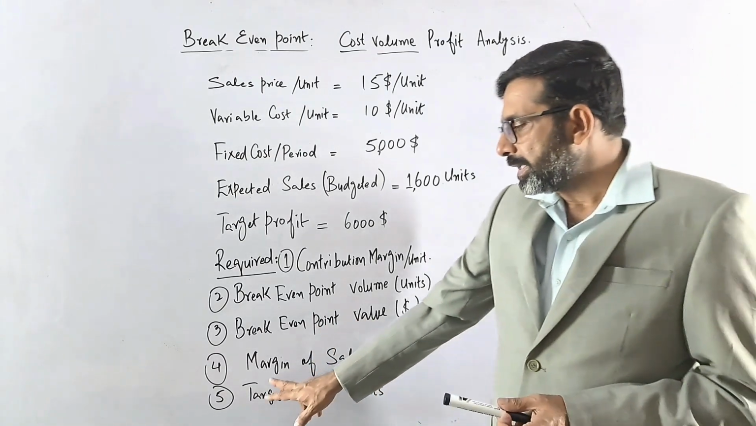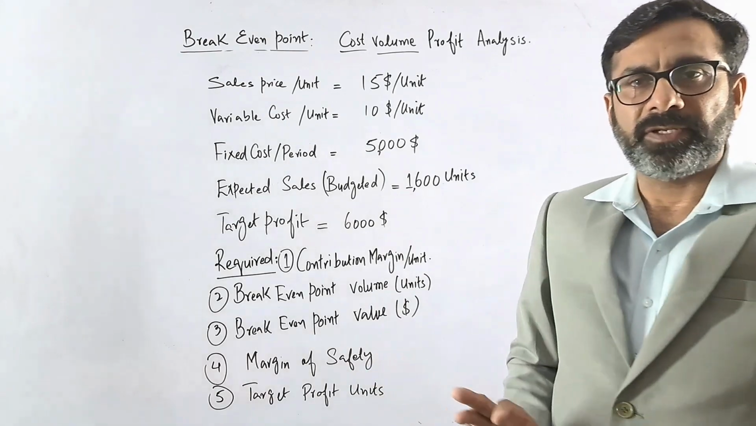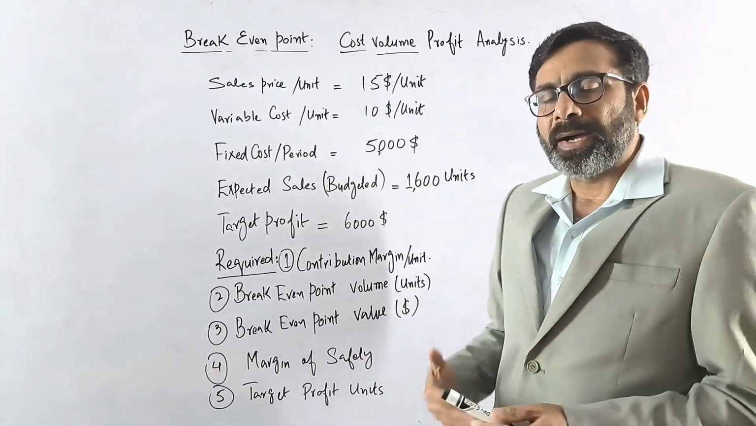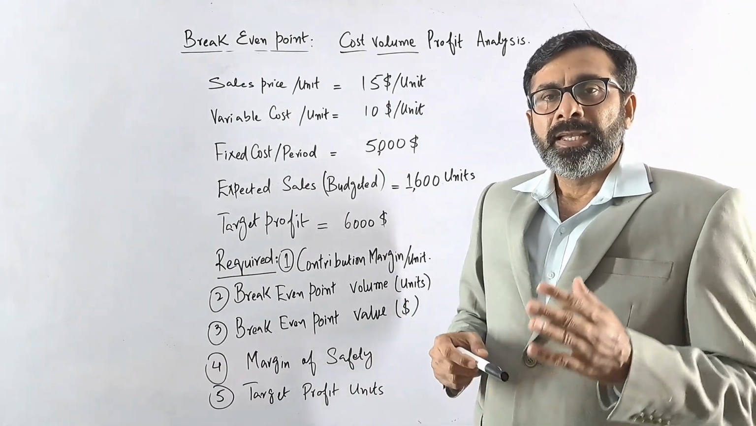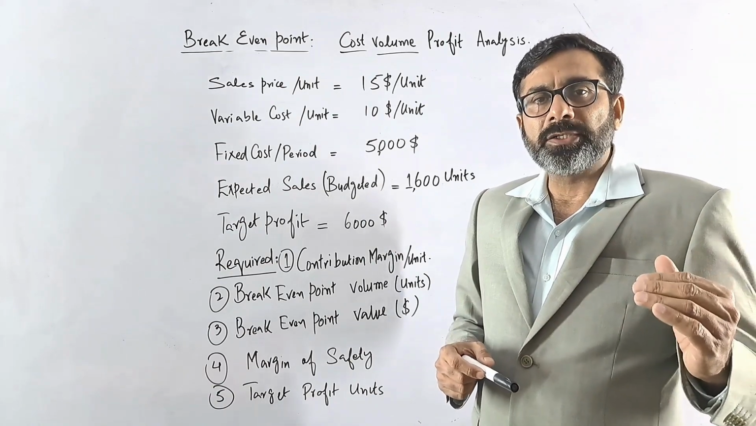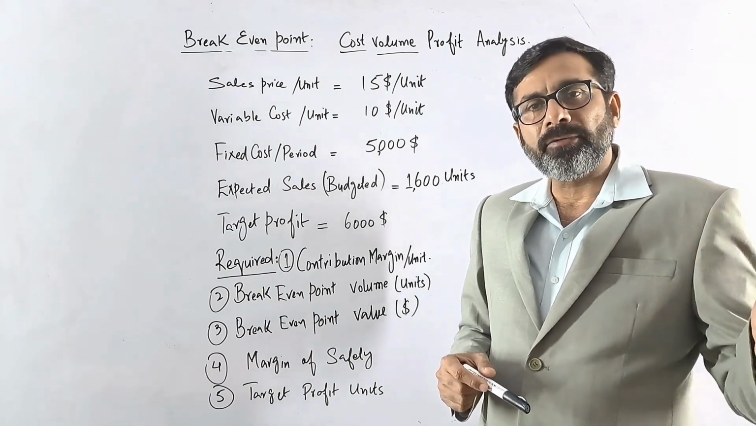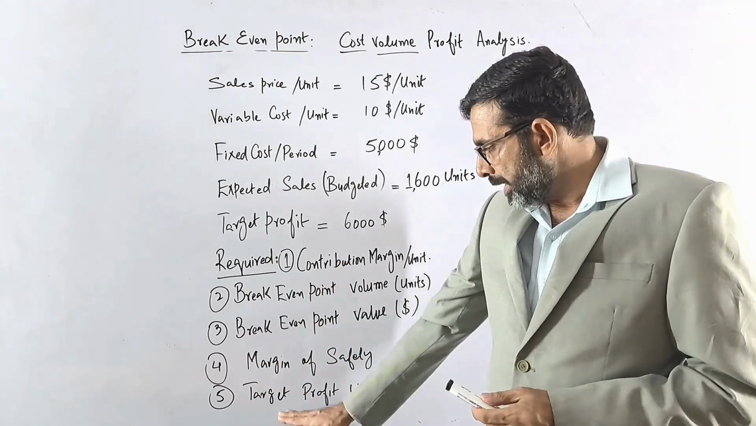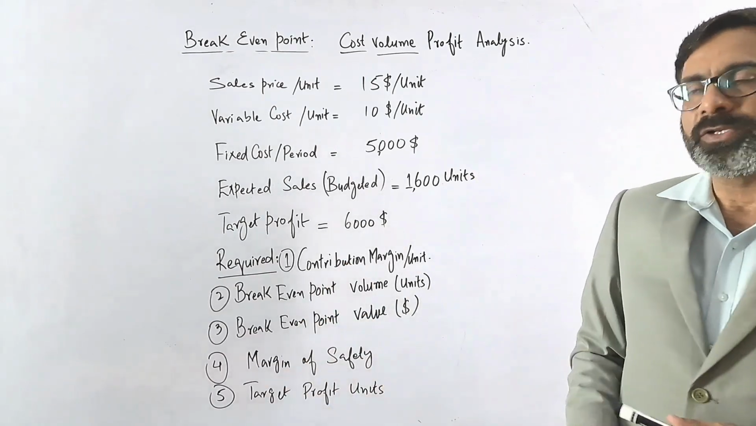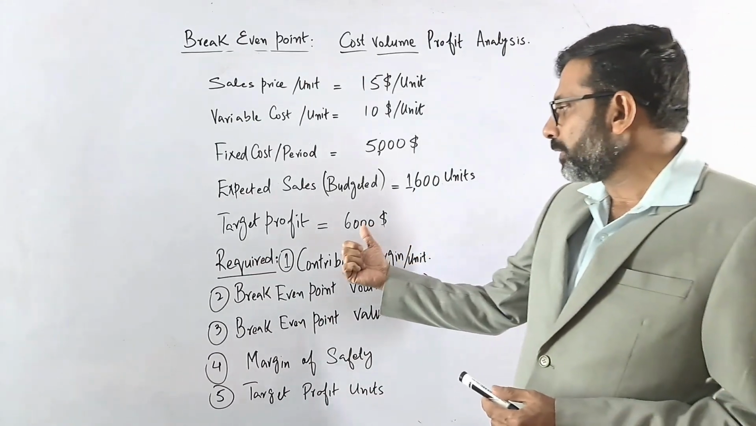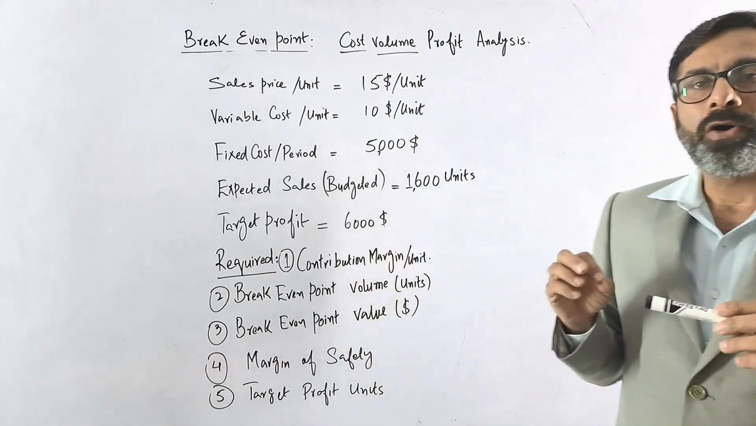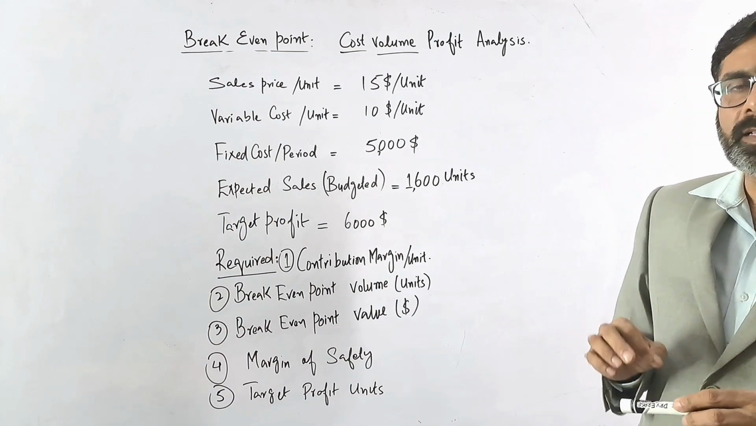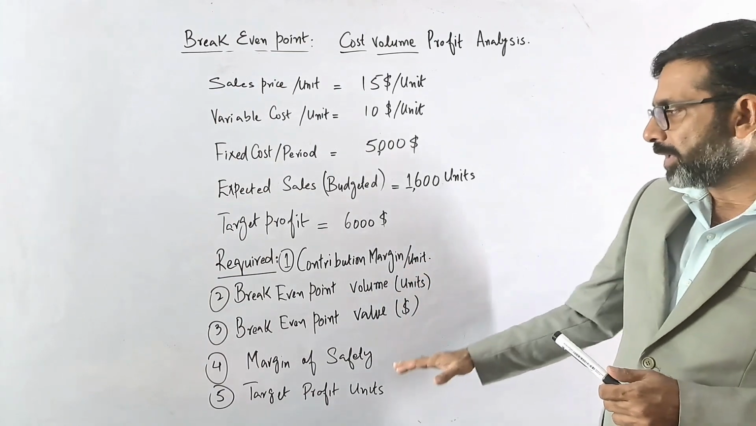The next thing is the margin of safety. This is a new concept. The margin of safety means after the break-even point, how much they are still safe from loss. When we calculate it, we will discuss in detail. Then the last thing is the target profit units, meaning if they want to get a profit of $6,000, how many units they have to sell. So we calculate these things one by one.